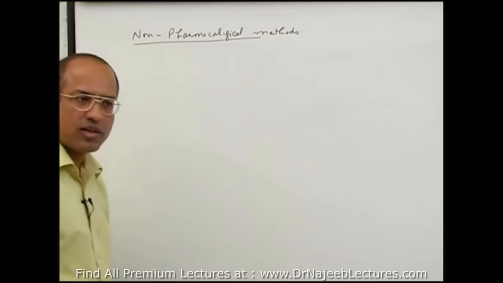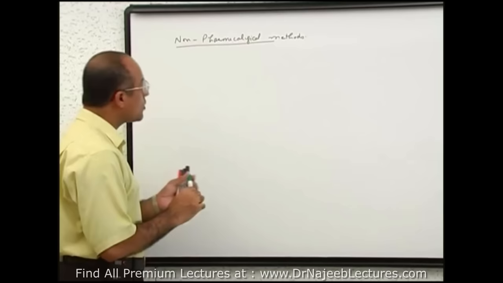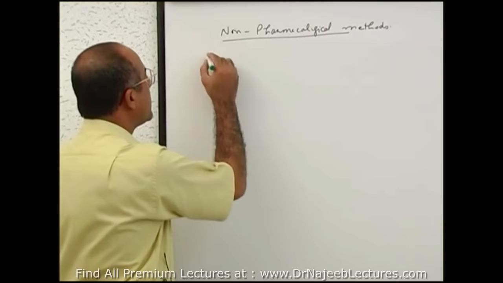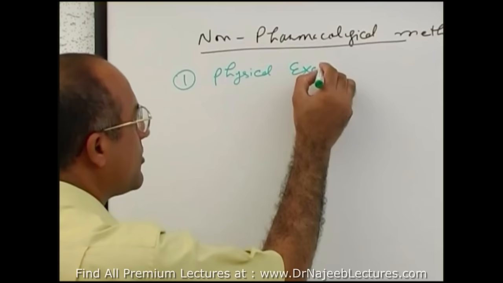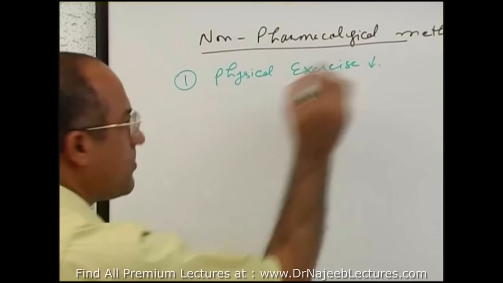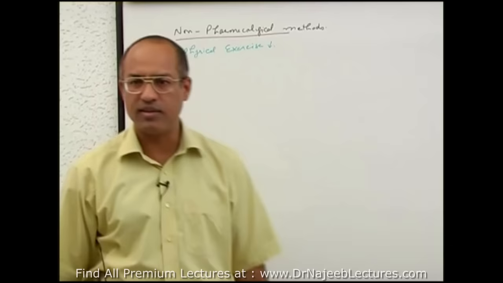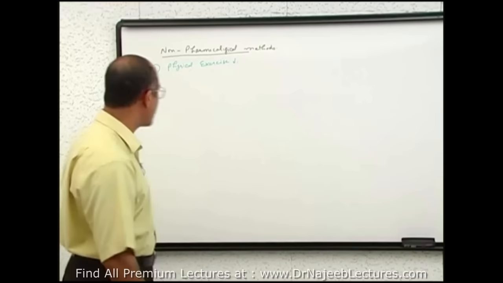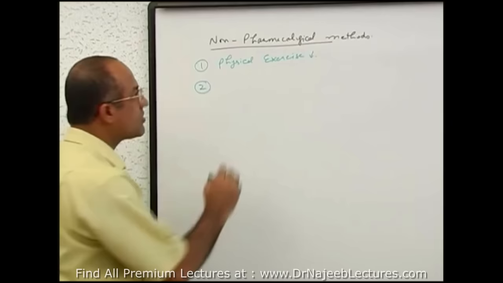Number one is that you have to change the lifestyle of the patient. For example, physical exercise. Regular physical exercise reduces blood pressure, especially if the patient is under stressful circumstances and is doing regular physical exercise. His capability to handle the stress becomes better and his blood pressure goes down slightly. Then in some selected patients, salt restriction.